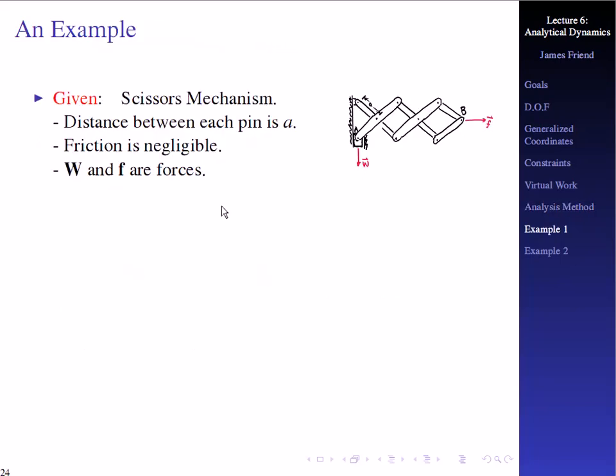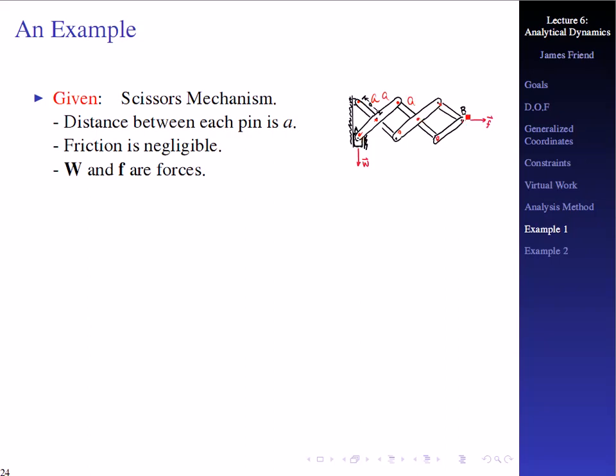Okay, let's look at an example. It's easier to see this when we do it, and then you can go back and look at what I was talking about, the analysis method, to see if it makes sense then. All right, so scissors mechanism. And notice that we'll have a distance between each of these pins, say, in a scissors mechanism. We'll call that distance a. All right, so it's pretty much a well laid out system.